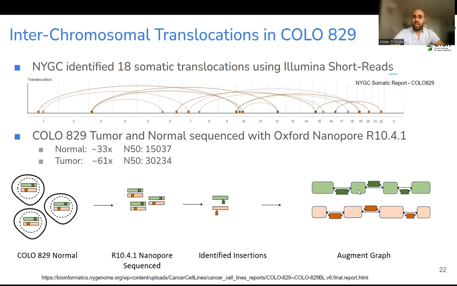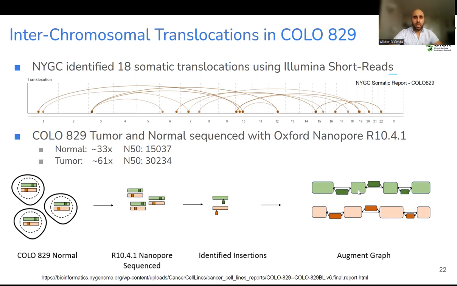We then looked at another sample that's been well studied, COLO829. It's a melanoma. A previous published study with the New York Genome Center identified 18 somatic translocations in the sample using Illumina short reads. So we sequenced both the COLO829 tumor and the COLO829 normal with Oxford Nanopore R10.4, 33x normal, 61x tumor.